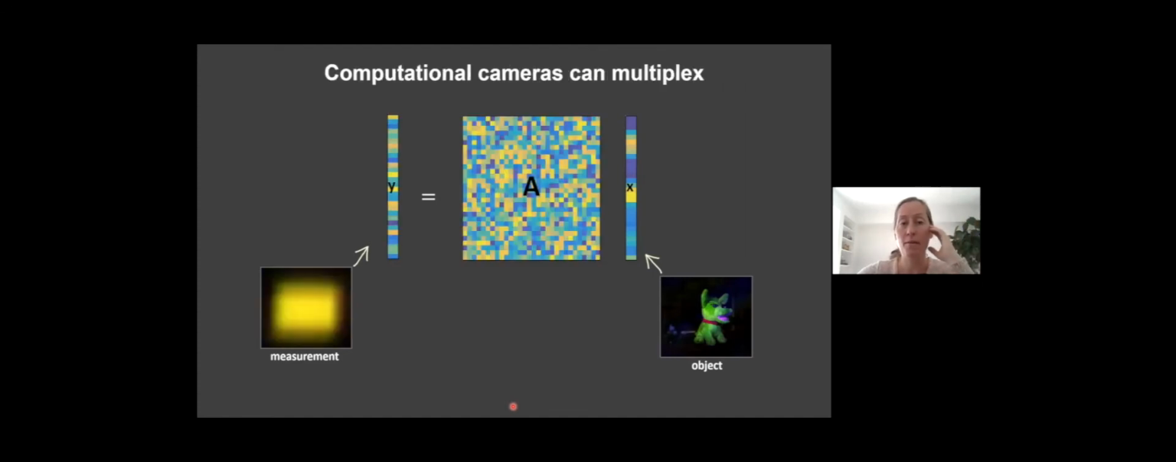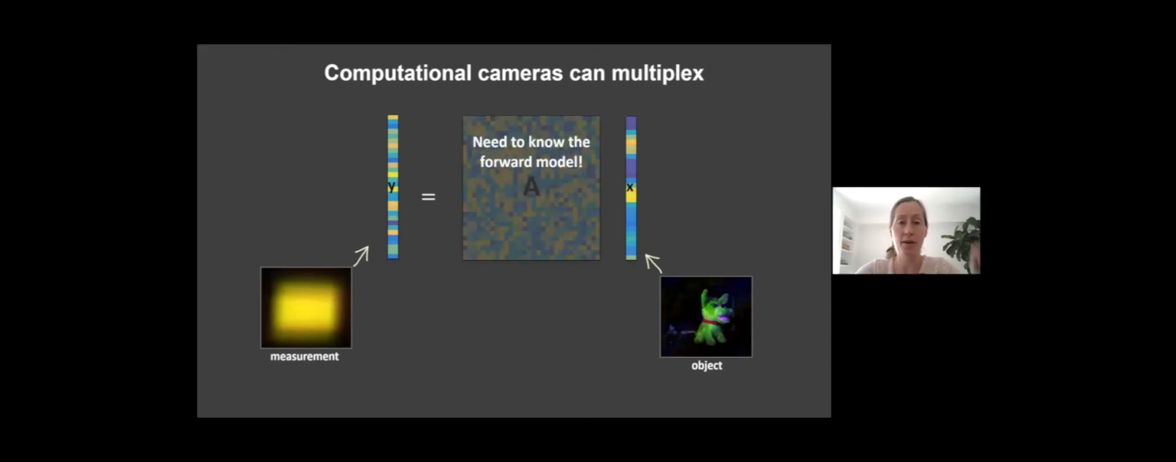When we talk about computational cameras, we kind of throw that idea out the window, and we say that as long as this A matrix is known and invertible, then this measurement y need not look anything like the scene that I'm trying to reconstruct. And indeed, for our diffuser cam, this is what our measurement looks like, and this is what the reconstructed scene might look like.